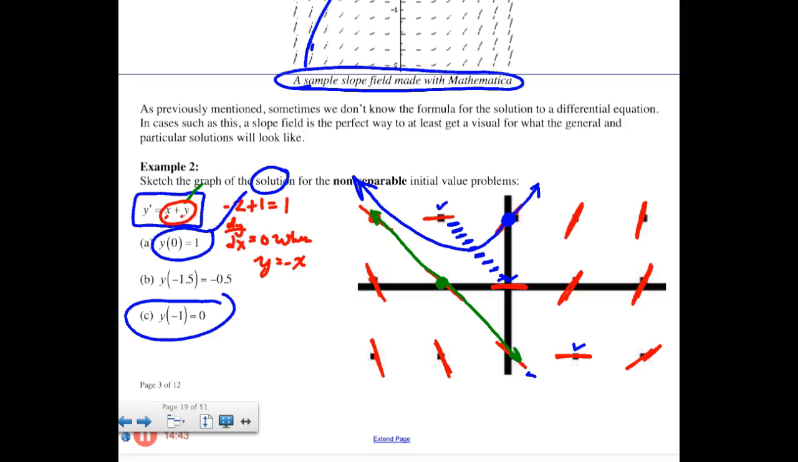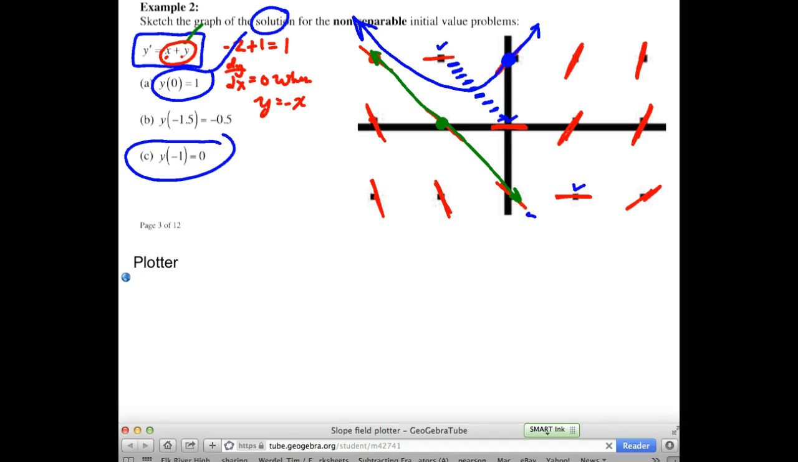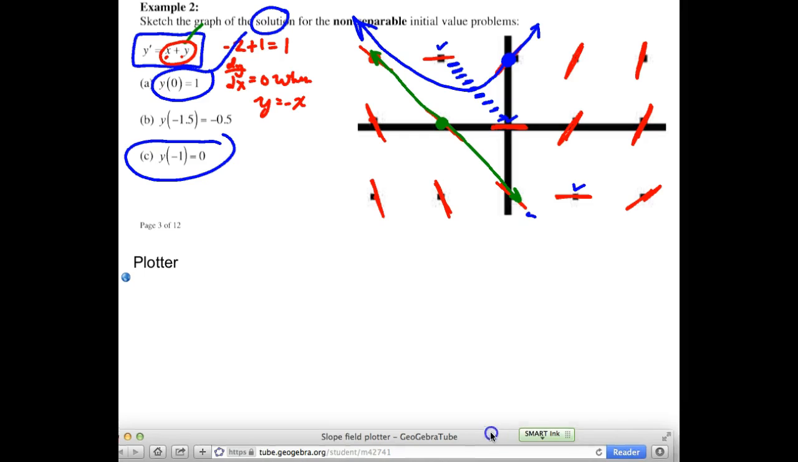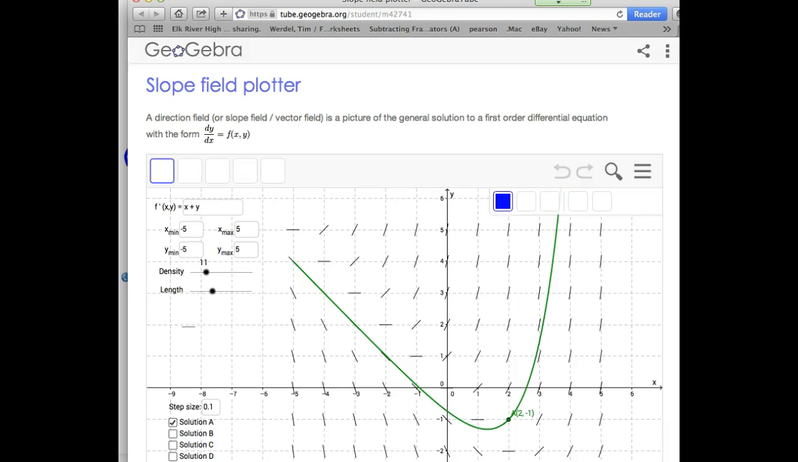Now there's a program. Actually, there's lots of computer programs, including one that's out there for the calculators, but that one's not very good, that does these. So I'm going to take a minute, and I linked this to your Schoology. I'm going to go to GeoGebra and show you a little slope field plotting here. The reason I chose this one is it's its default. So up here pops x plus y.